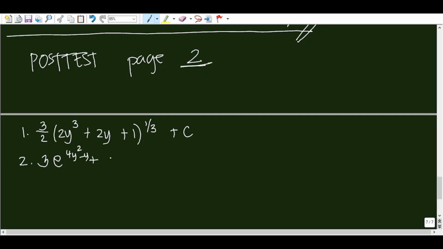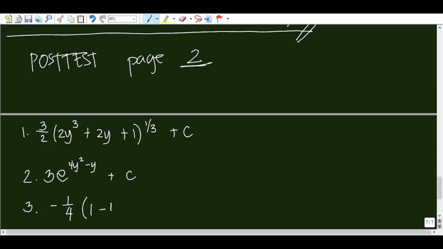minus y plus c. Ayusin ko lang. Ulitin ko, yung answer sa may number 2, that is 3 times e raised to (4y squared minus y) plus c. Yan. Yung number 3 naman, the answer is negative 1/4 times (1 minus 4x squared) raised to 1/2 plus c. Again, these are the answers for the post-test of page 2, yung notes na pinost ko sa classroom.